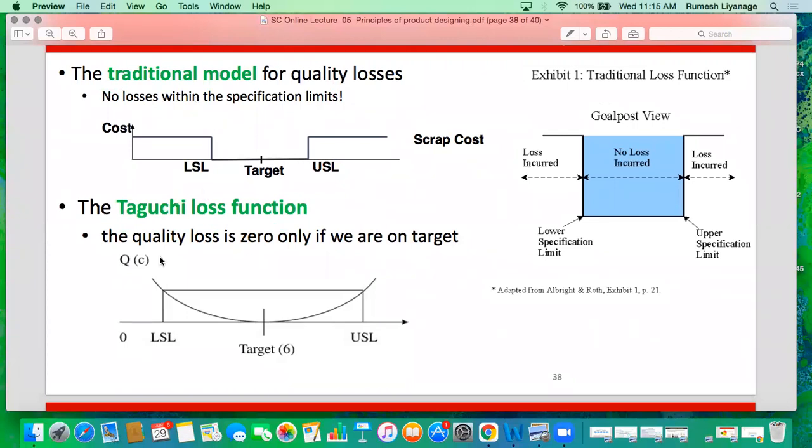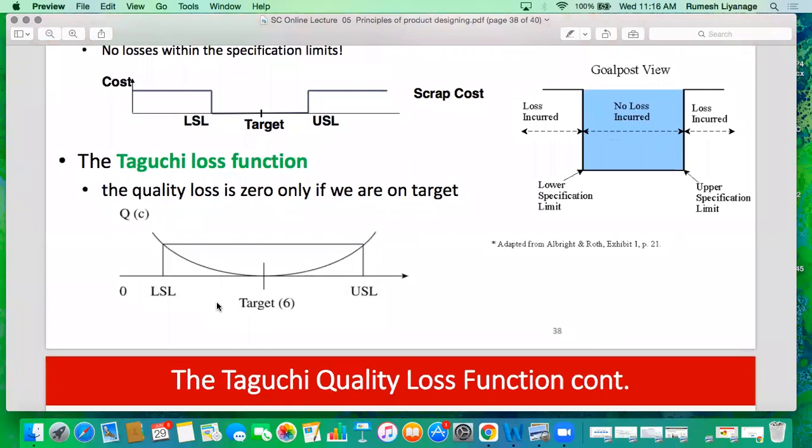Then Taguchi has introduced this one, right? Within the specification, in the traditional method, there are no losses. But here, the quality loss is 0 only if we are on target.